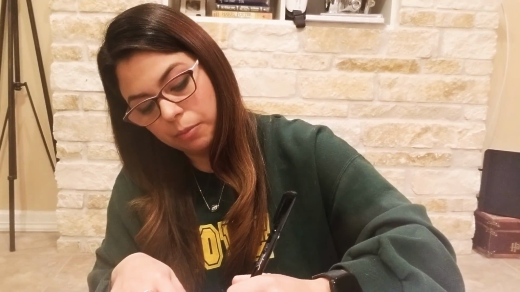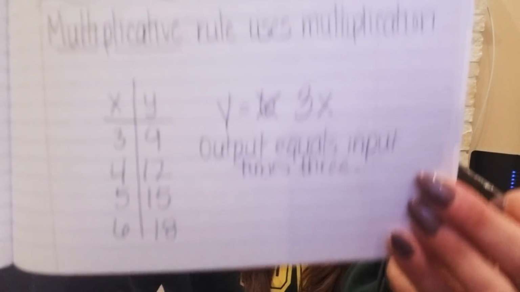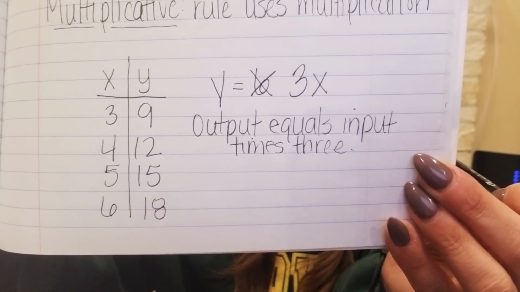And then we're going to write this in words. Okay, output equals input times 3. Okay. Output equals input times 3.